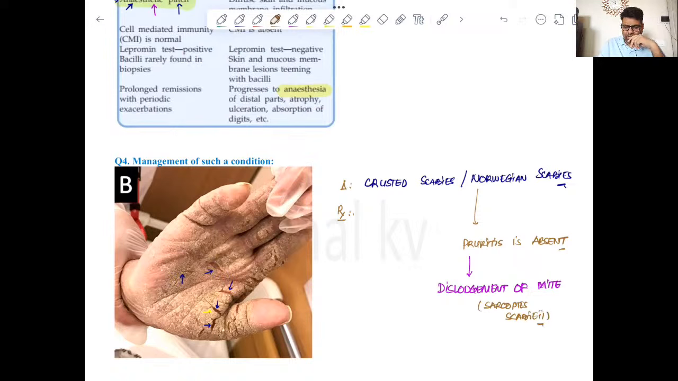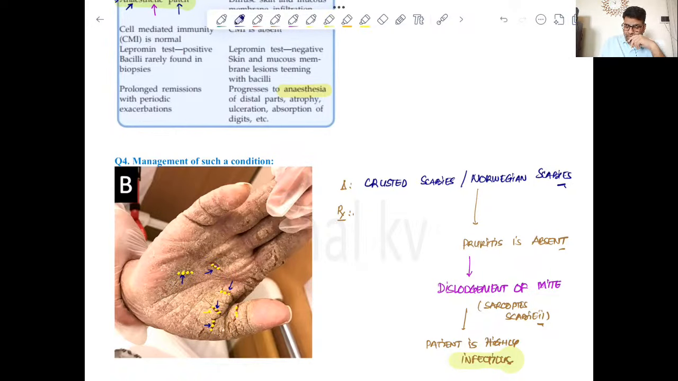So what happens? The mites are residing inside these crusts. So they are residing here, and therefore these mites are present in very large numbers, and therefore the patient is highly infectious. Clear? So a patient of crusted scabies or Norwegian scabies is highly infectious.